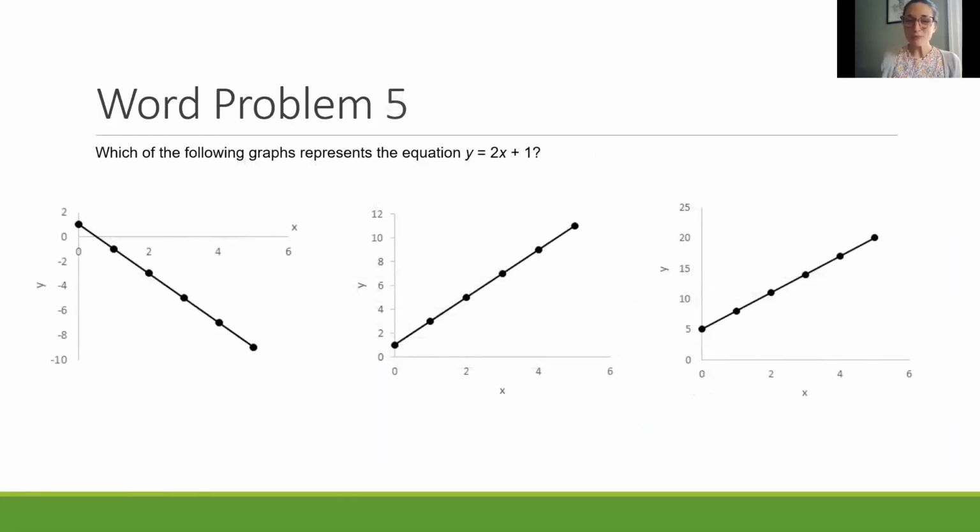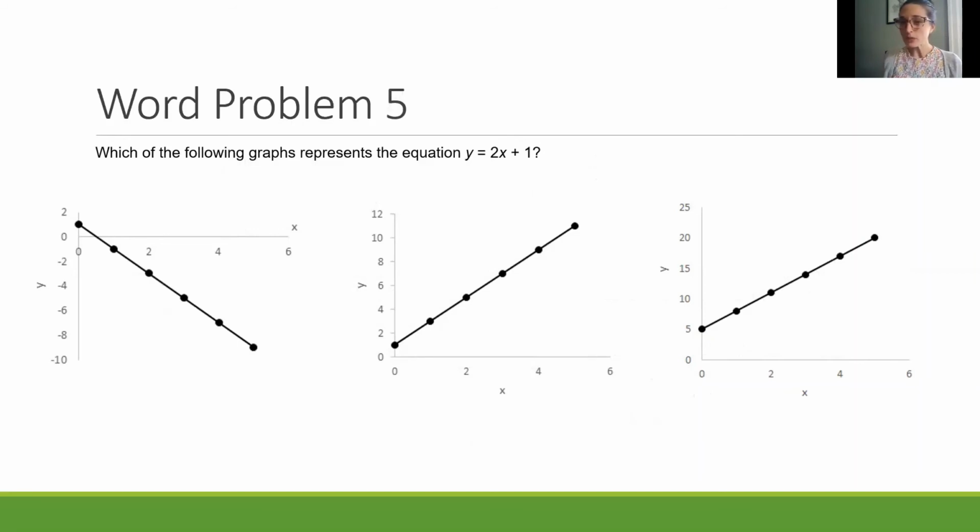Now for word problem 5, we are working with some graphs, and this is some more complex algebra. So if this is unfamiliar for you today, no worries. It's great to get some exposure to it and get an idea for what they're talking about, but there will be other opportunities to learn more in depth about this. So this says, which of the following graphs represents the equation y equals 2x plus 1?